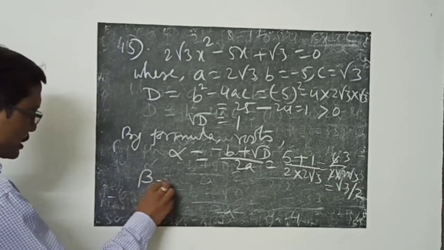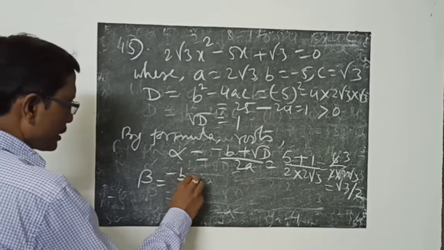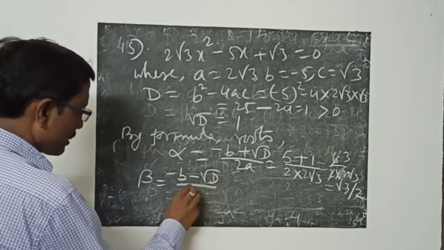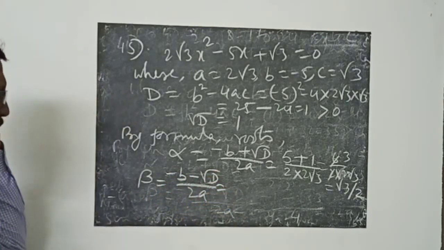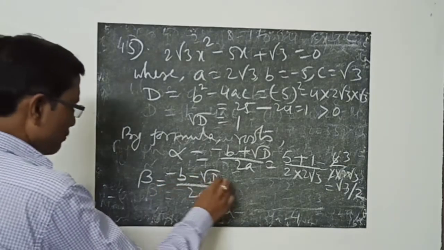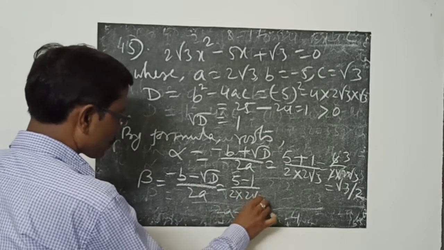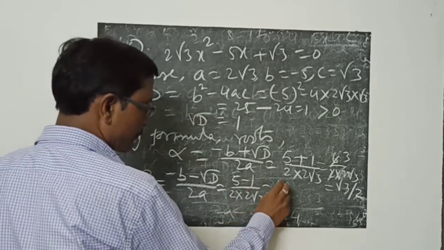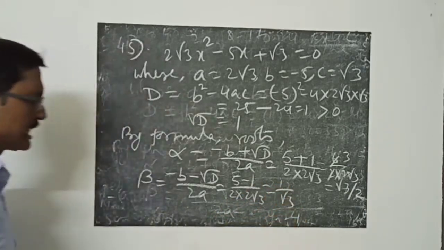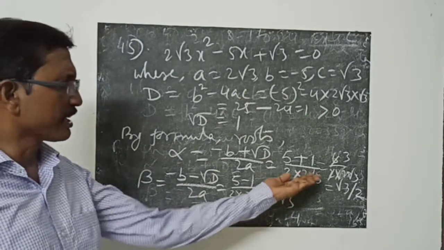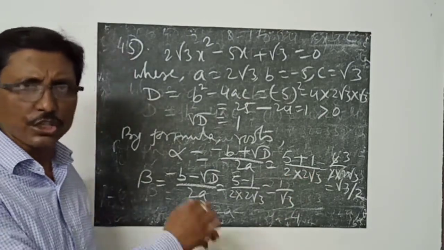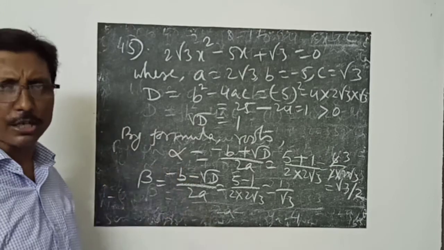Another root, beta, equal to minus b minus root D by 2a. So same thing, it will be minus b, means 5, minus 1, by 2 into 2 root 3. So 4 by 4 root 3, or you can say 1 by root 3. Like that you can flip, otherwise root 3 by 3 you can say. In this way we can do it if you have roots.